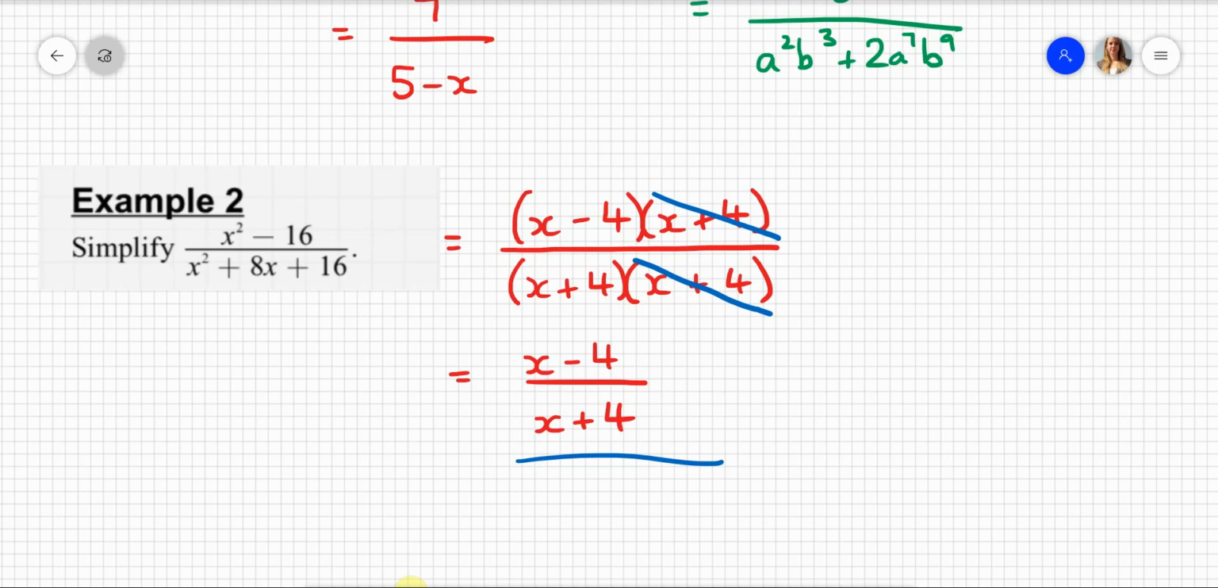So I would now like you to have a go at questions 3 and 4 from exercise 1, please. I will go through a couple of answers and then we're going to go on to adding and subtracting algebraic fractions.